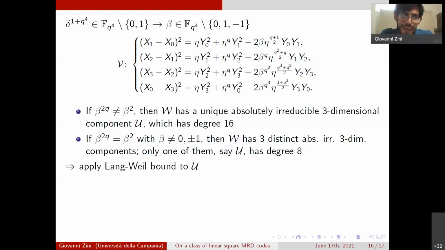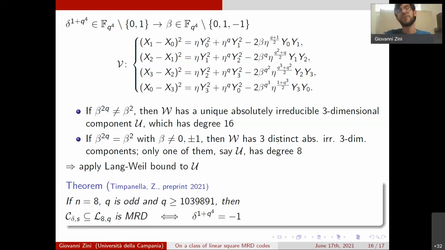This allows us to apply the Lang-Weil bound to this component and to conclude that for Q odd and big enough, unfortunately, we cannot avoid this assumption because of the algebraic geometric techniques that we use, we are able to say that for n equal 8, Q odd and big enough, the MRD codes C delta S are only the ones where the norm of delta equals -1, so that we gave a partial classification of MRD codes.